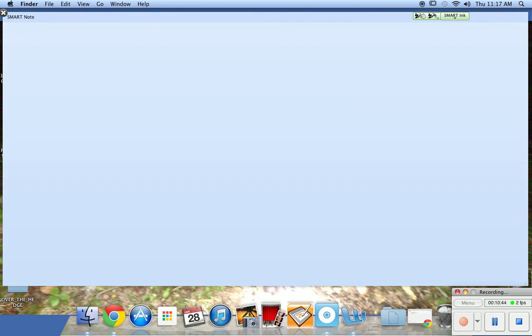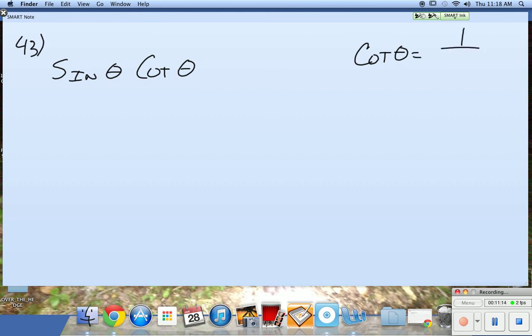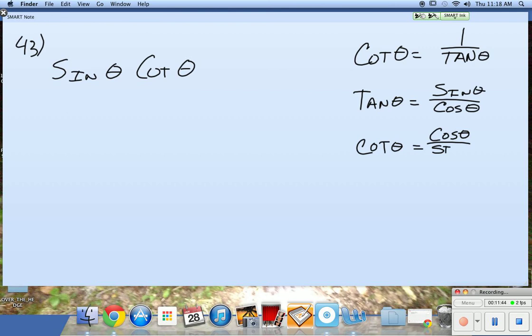Number 43. Number 43 is sine of theta cotangent of theta. Let's break it down into sine and cosine. Well, cotangent of theta really equals 1 over tangent of theta. All right? And if we look at this, we know tangent of theta equals sine of theta over cosine of theta. So cotangent of theta really is the inverse of what the tangent is, right? Cosine of theta over sine of theta.